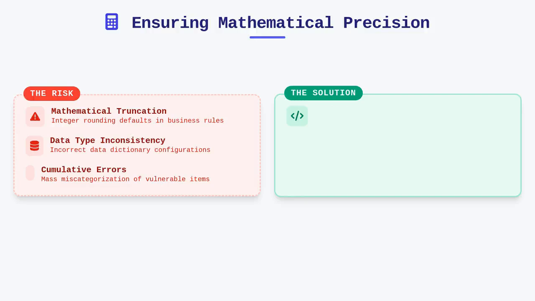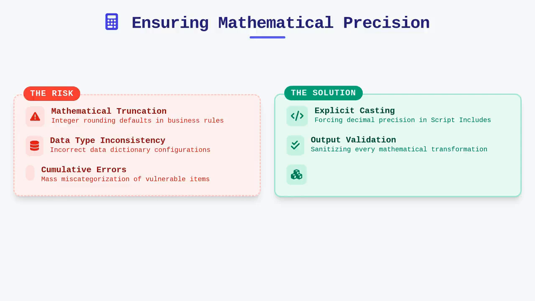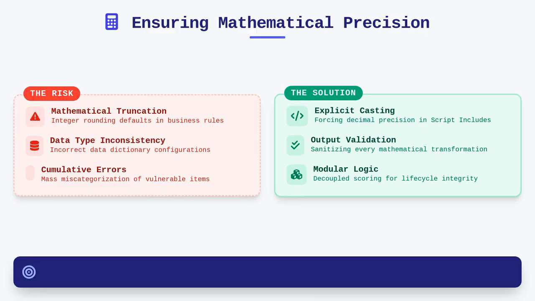We solve this by explicitly casting variables within our script includes and validating the output of every mathematical transformation. By keeping the scoring logic modular and ensuring the input to output path is sanitized, we maintain the integrity of the risk score throughout the entire lifecycle of the vulnerability record. Proper architecture here is the difference between a high-noise environment and a high-signal security operations center that trusts its own data.